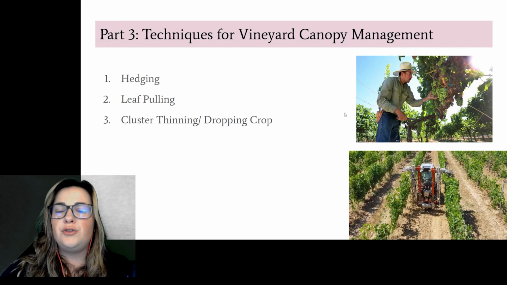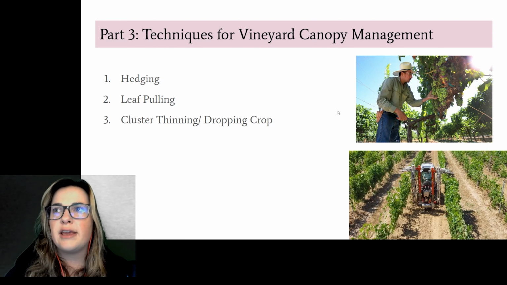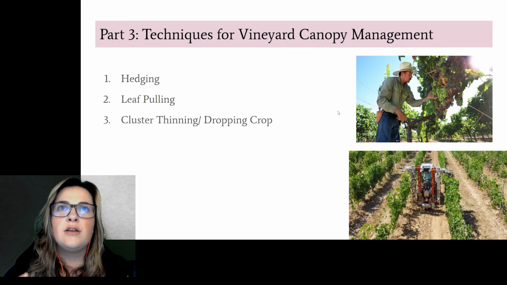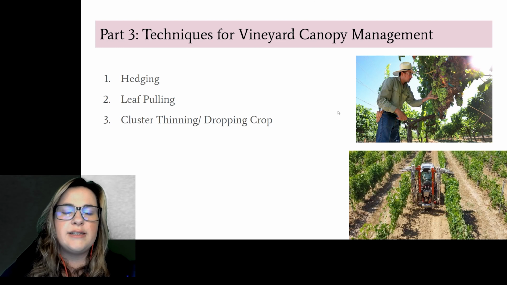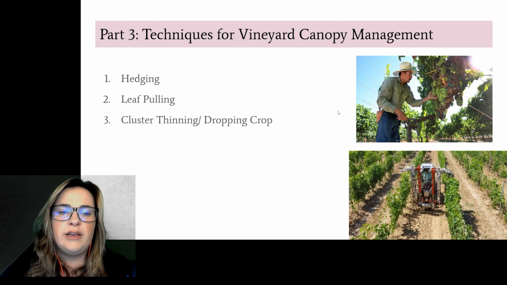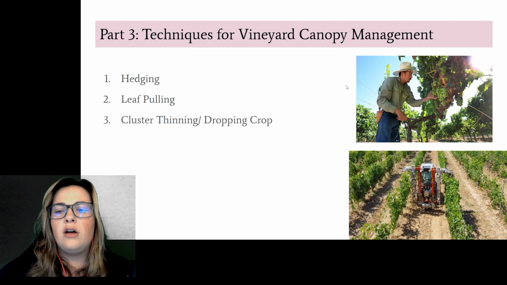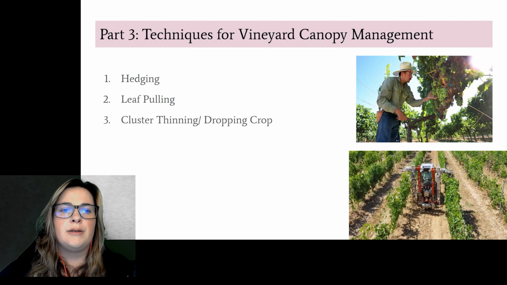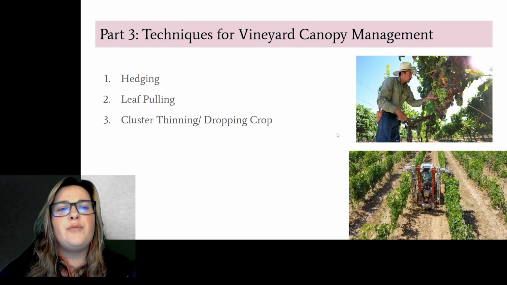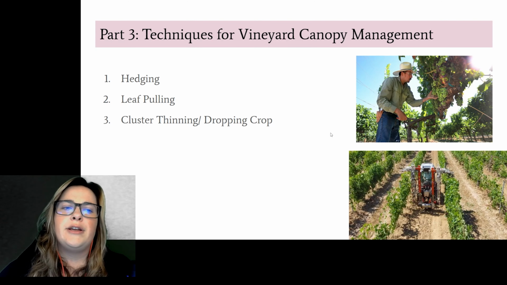Okay, on to part 3, which is techniques for how to manage that canopy. How can we work with it and alter it so we can get the best outcome? So 1 is hedging, 2 is leaf pulling, and 3 is cluster thinning, also known as dropping crop. And leaf pulling can also be known as suckering too.